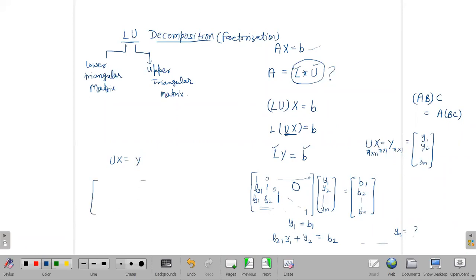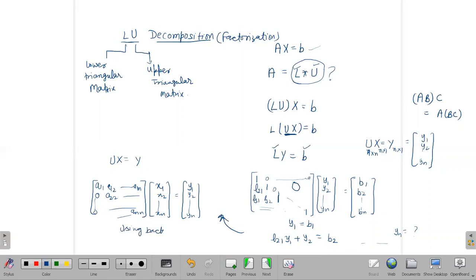What is U? U is upper triangular. Upper triangular means A11, 0, 0, 0. Sorry. A12, A1N, 0, 0, 0 here, A22. Means here you have to use the backward substitution. So these are unknown now. But now these are known to you, y1, y2, and yn. So put these values here and then use backward substitution. This is the procedure.